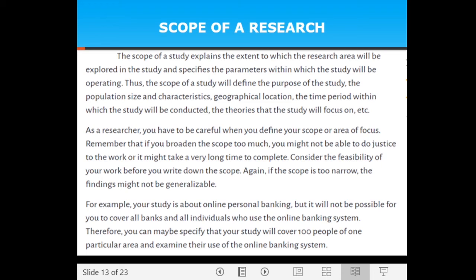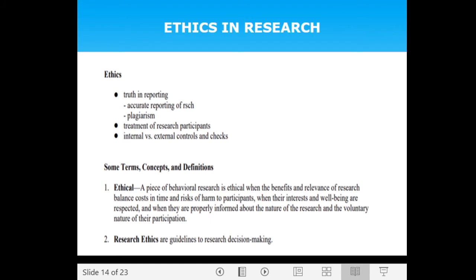So that is called a sample. You select 100 people from one area, like 100 people from Bathinda or something like that, and examine their use of the online banking system. It is difficult to analyze everyone in India. So you are selecting, and that is your scope. Your scope is only 100 people from a particular area. I hope you understand what is meant by scope. Scope in simple words is limitation and coverage.